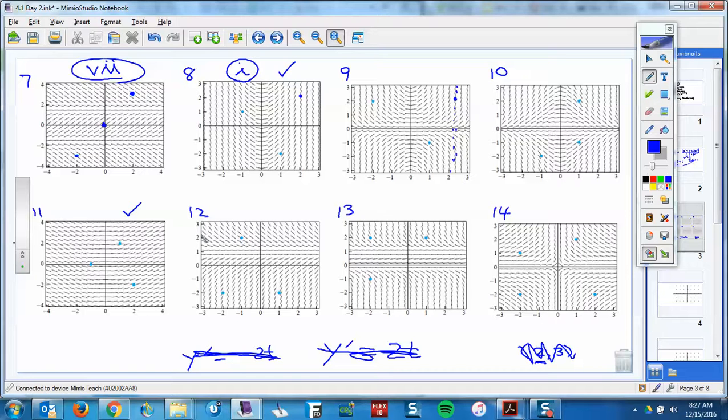I guess we could compare these two. Look at this one at 2. This one isn't as steep as this one. Again, we could go to some other points. We could go to y of 0. Well, here these are definitely different.